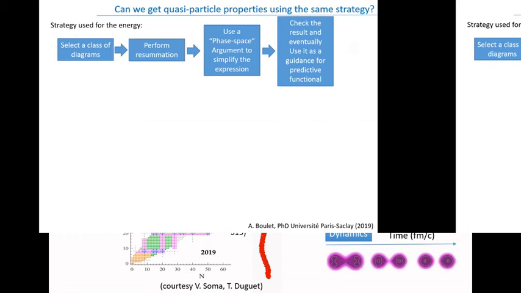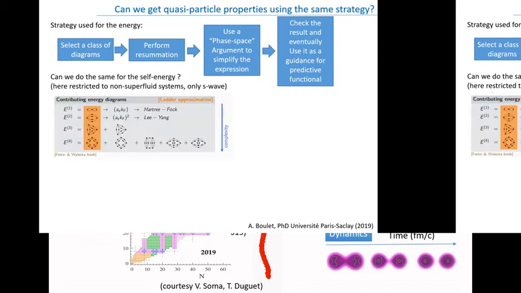So the strategy was simple. You select a class of diagrams, you perform resummation, eventually you use the phase space argument, where phase space means that you get rid of the integrals, and then you check that the result is predictive. So we did it, and the first question was, can we do the same for the self-energy? And we cannot do whatever we want in this game, because very fast you have problems with mathematics. So you have to become expert in Mathematica, essentially. Or you will be hired by Mathematica at the end.